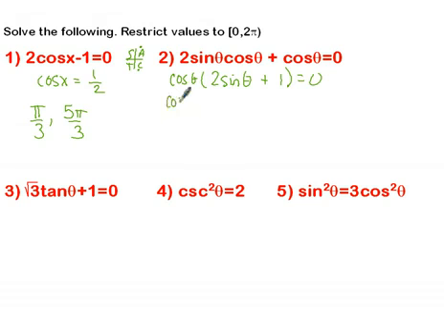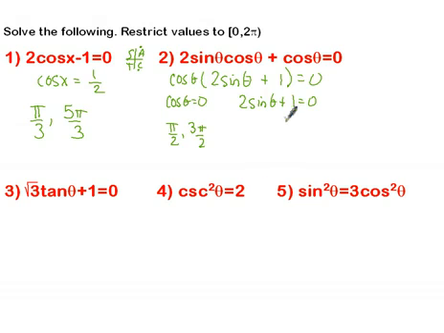So we're going to take cosine of theta, set that equal to 0 and solve. And we're going to take 2 sine theta plus 1 equal to 0, and we're going to solve that as well. Alright, now looking at the unit circle, where is cosine 0? Where are my x values 0? That occurs at pi over 2 and 3 pi over 2.